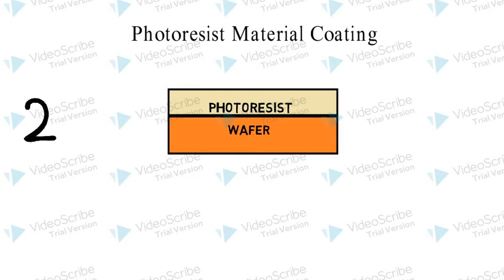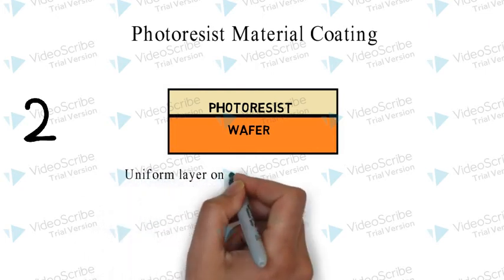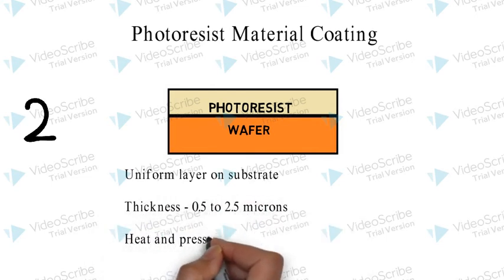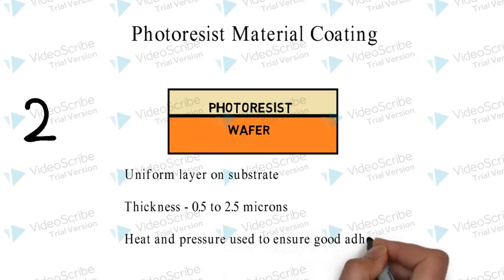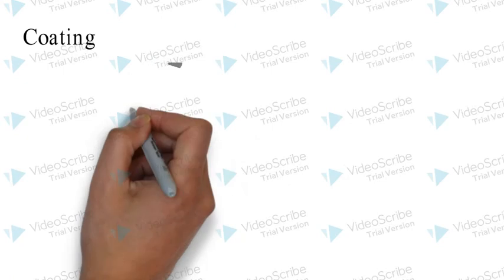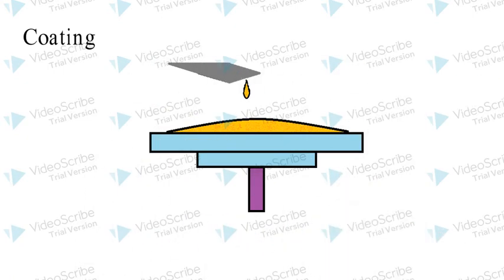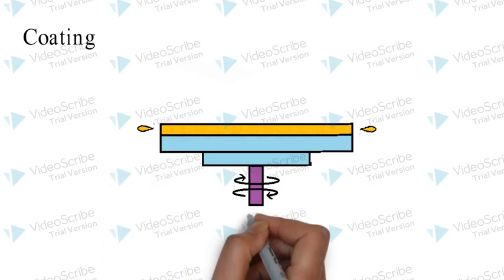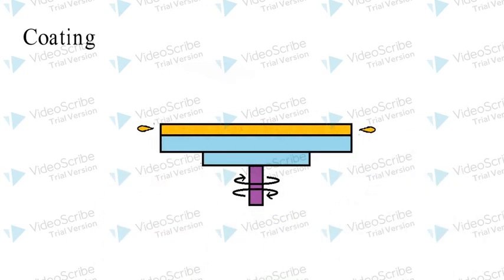It is created as a uniform layer on the substrate with thickness in the range of 0.5 to 2.5 microns. And also heat and pressure are used for ensuring good adhesion between the substrate and the photoresist coating. This photoresist coating is done using a spinning method where the liquid solution of photoresist in a suitable solvent is poured on a substrate surface which is mounted on a rotating chuck. This chuck rotates at thousands of RPM, so due to centrifugal force we get a uniform layer of photoresist on the substrate and extra material is thrown out in the form of droplets.